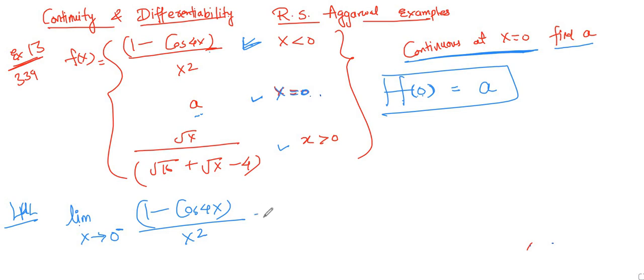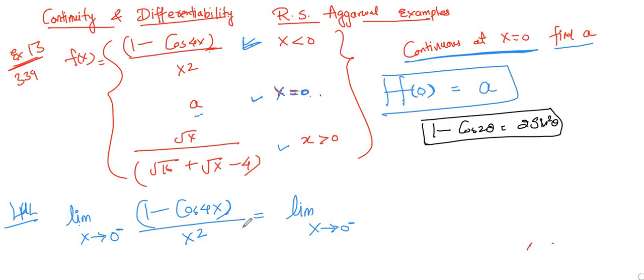Let's see here. Limit x tending to 0 minus, as we used in the last question, one formula we used. Let me write it here again. 1 minus cos 2 theta is 2 sin square theta. Correct? So I will use it here: half of 4x will come, right? Here, half of 2 theta is theta. So this will become 2 sin square 2x by x square. See, we are taking half of 4x, which is 2x. Let's continue to solve.